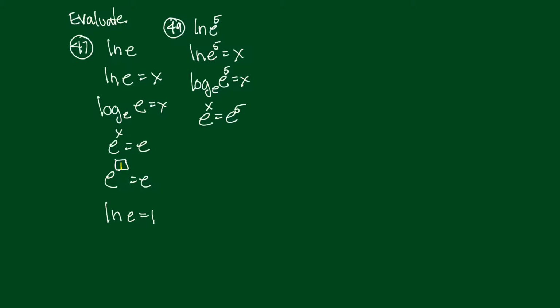And you can see this, right? You got the bases equal. The x has to be a 5. So x has to be a 5. So then we're just going to claim then that natural log of e to the 5th is 5.